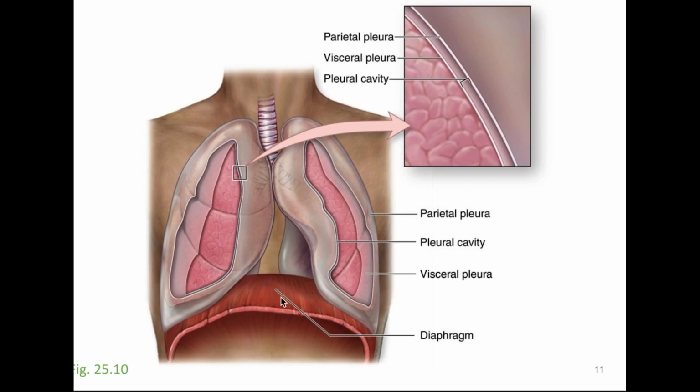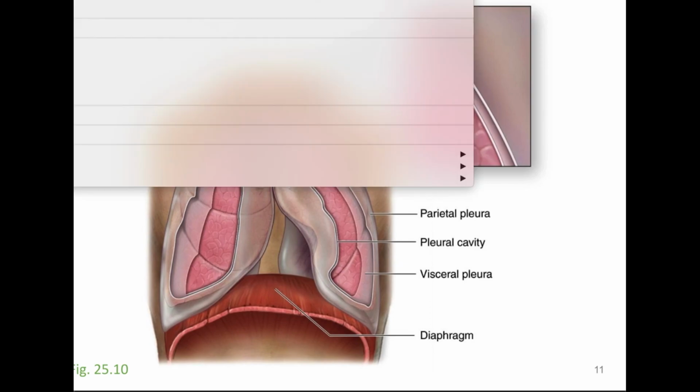So down here, again, is the diaphragm. So know this picture here for the different layers of the linings of the lungs.